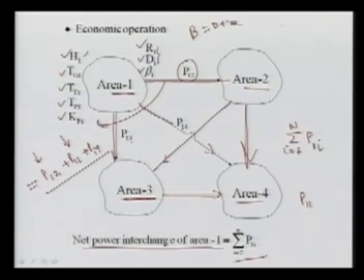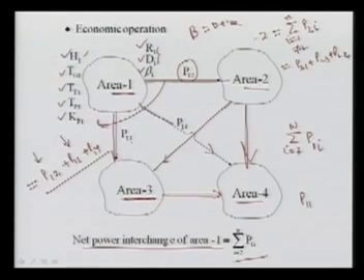Similarly, we can write the net area interchange of area 2. It will be the summation of P2i, where i is equal to 1 to n, but not 2. So what will be this value? We can write P21 plus P23 plus P24. So we write the summation of the powers going out, whether negative or positive, add them together, and get the net area interchange.